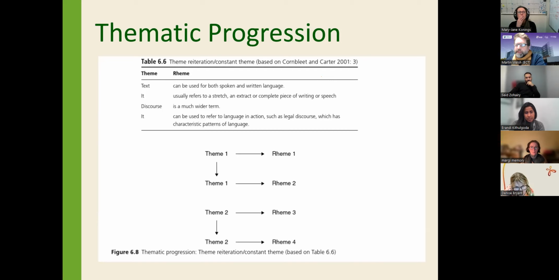Is everybody okay? So in the diagram below, the theme is text, and in the next sentence it's the same theme. It is a pronoun referring back to text, so it's the same concept. And then we have a new theme, discourse, and then the next refers back to discourse. So this idea of repeating the same theme from sentence to sentence is known as theme reiteration or constant theme. It's just a pattern. It's not saying that it is a good pattern or a bad pattern, it's just a pattern, okay?